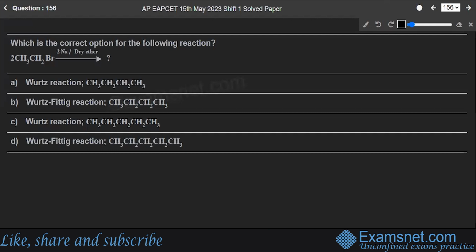Question number 156, which is the correct option for the following reaction. So this is the reaction. Let's see what will be the products of the reaction. This is 2CH3CH2Br in the presence of sodium and dry ether. This will give you CH3CH2CH2CH3 plus 2 molecules of sodium bromide. Yeah, this is your Wurtz reaction.